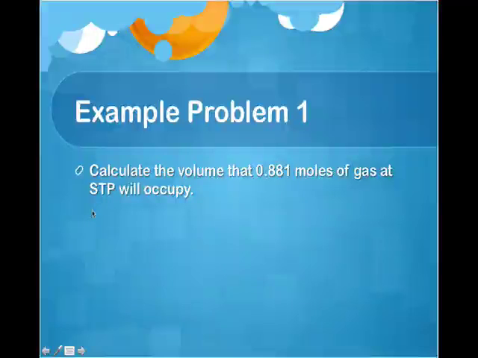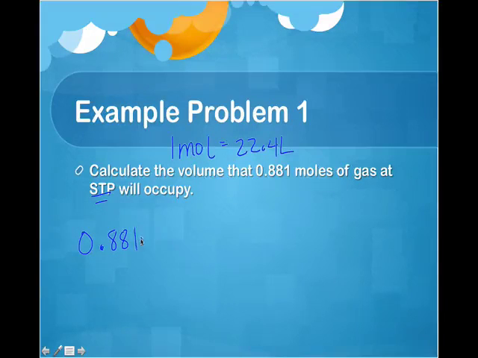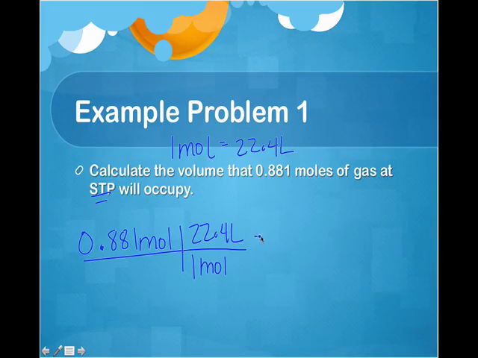Example problem number 1 says we need to calculate the volume that 0.881 moles of gas at STP will occupy. So since they say it's at STP, we get to use that conversion factor we just talked about. 1 mole is 22.4 liters. So just like before, we always start with what we're given, which is the 0.881 moles. And then it just takes one step to go from moles to liters. This one, I'm going to put the mole on the bottom, and the 22.4 will go on top. I do that so that my moles cancel.